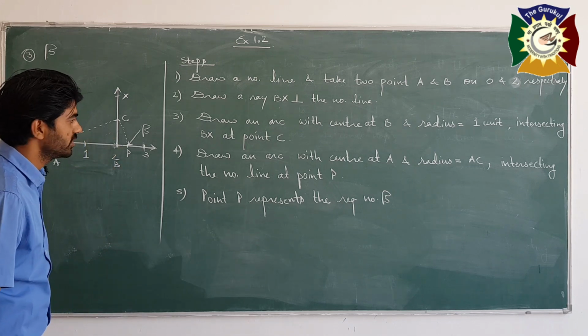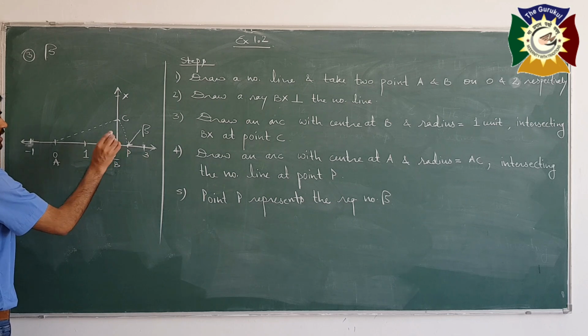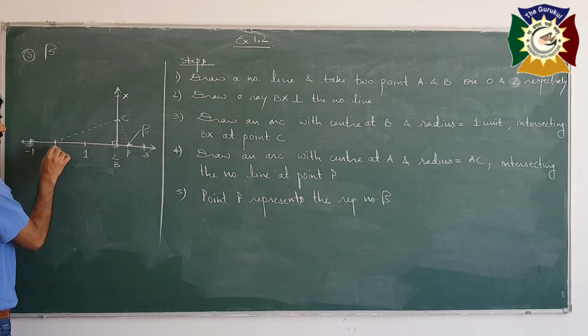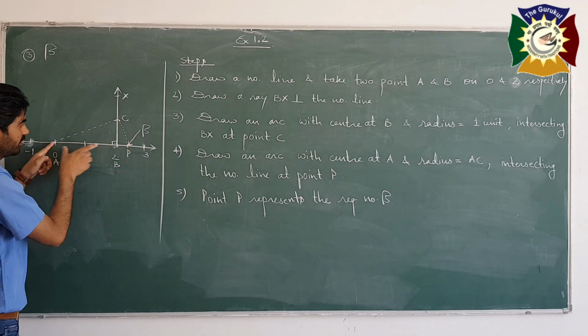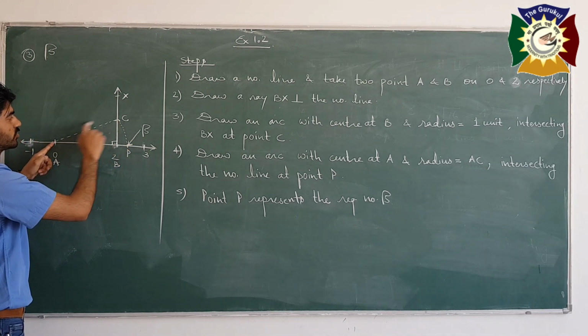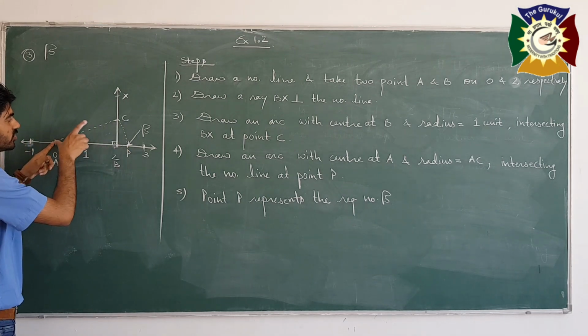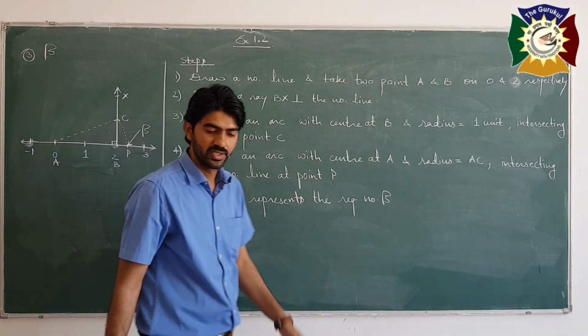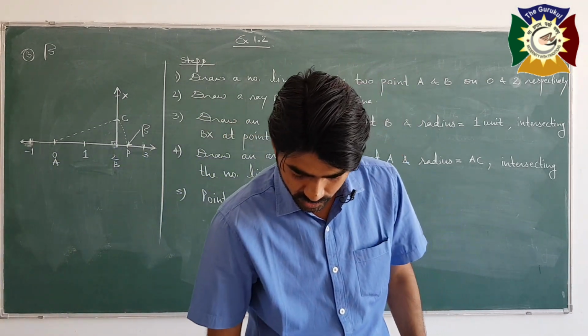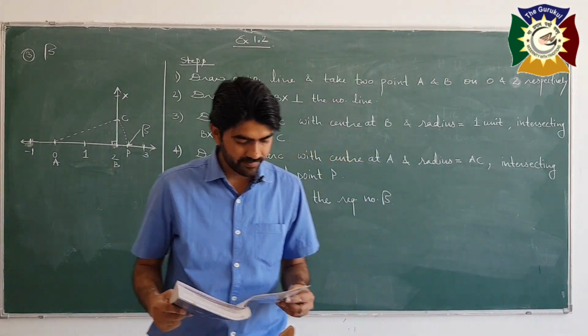So for justification, we can justify this by applying Pythagoras theorem in triangle ABC. This length is 2, this length is 1. If we apply Pythagoras theorem, we will get this as root 5. So this length is root 5, it means AP length is also root 5 and P represents root 5. So this was question number 3.